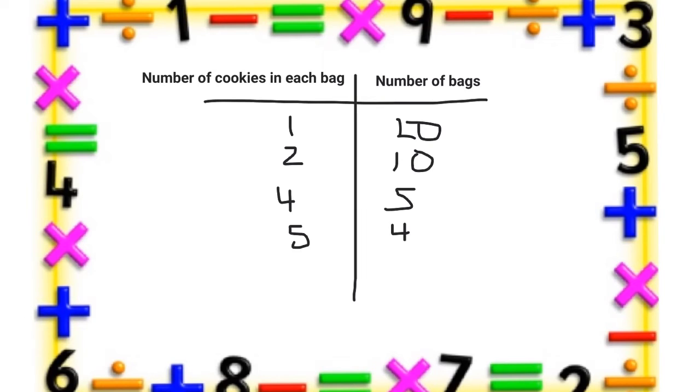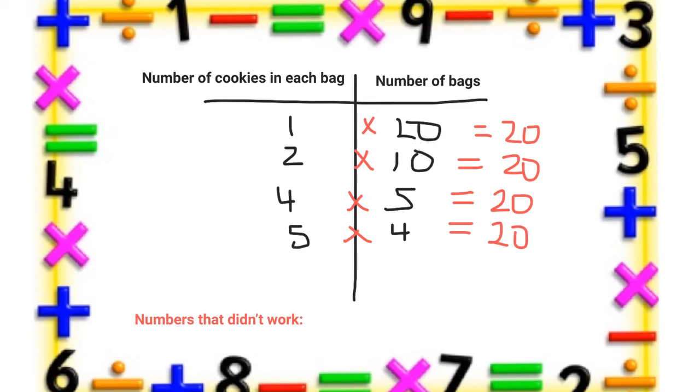Looking at it this way, I'm noticing something. I'm noticing that 1 times 20 equals 20. 2 times 10 equals 20. 4 times 5 equals 20. And 5 times 4 equals 20. Let's think about the numbers that didn't work. 3, 6, and 7 didn't work out so that I'd have an equal number in each bag. Well, if I think about the multiplication, that makes sense because I can't multiply 3, 6, or 7 by any other whole number and get 20 as my answer.